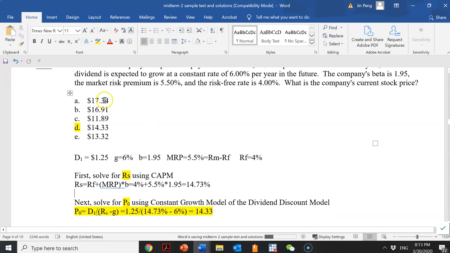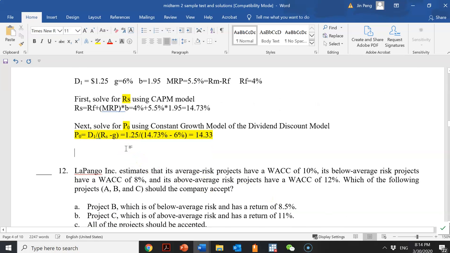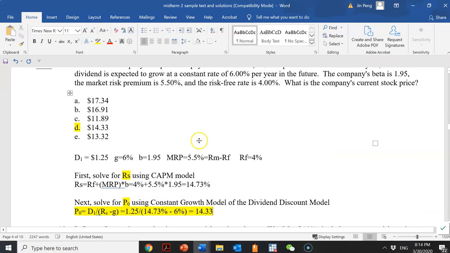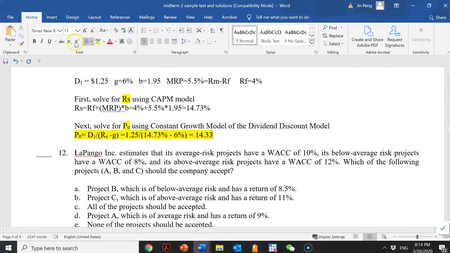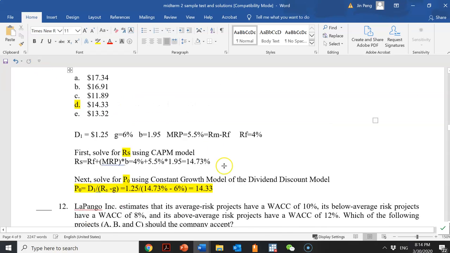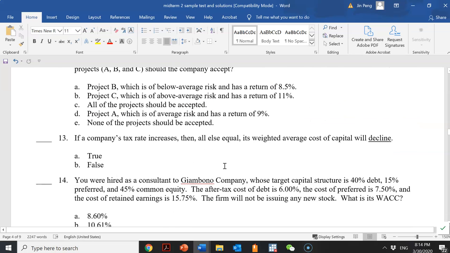Okay, so this is a typical question combining the CAPM model and the constant growth model. We solve for RS using CAPM first, and then solve for current price P0 using the constant growth model in the second step. So this is combining chapter 8 knowledge with chapter 9. Okay, that's question 11.